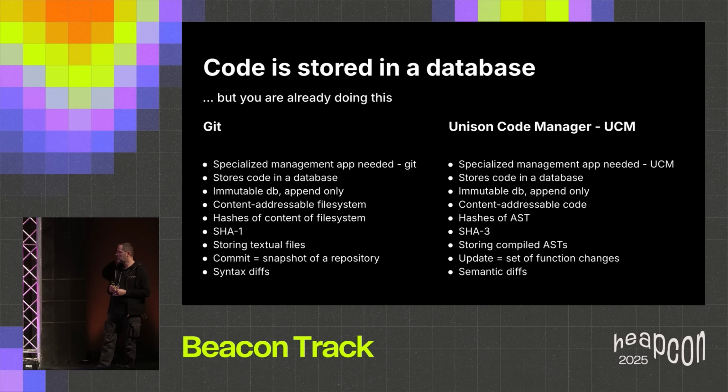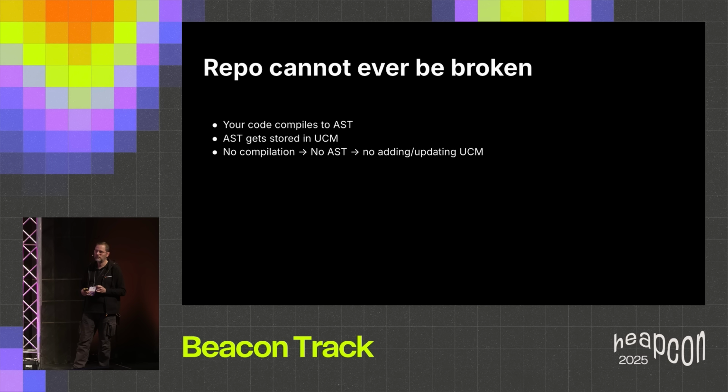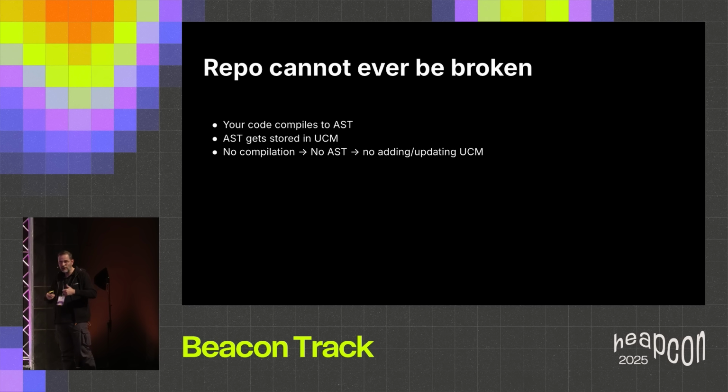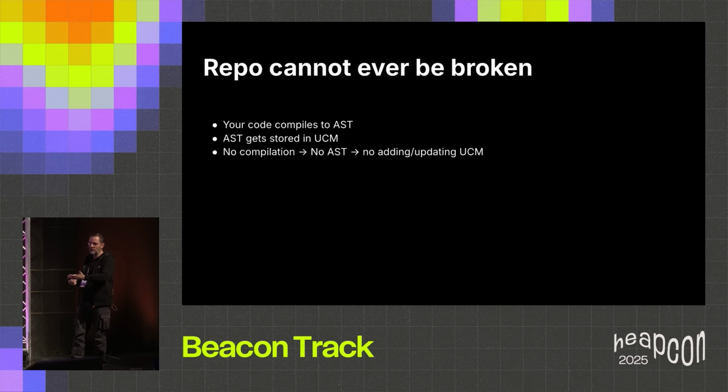But probably the most drastic difference between Git and Unison is that in Git you have syntax diffs on the textual files, and with Unison you have semantic diffs. An interesting consequence of this way of working with the code is you have a guarantee that your repository will never ever be broken. Why? Because if you can compile your code, you will be able to store it inside of the code base. If you cannot compile it, a hash is not produced from the syntax tree, you don't have anything to store.